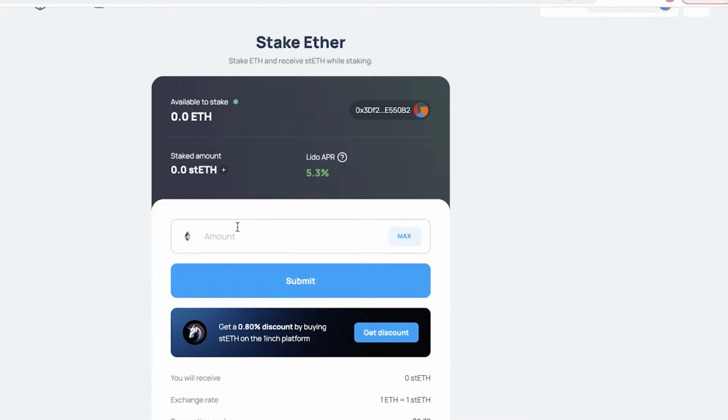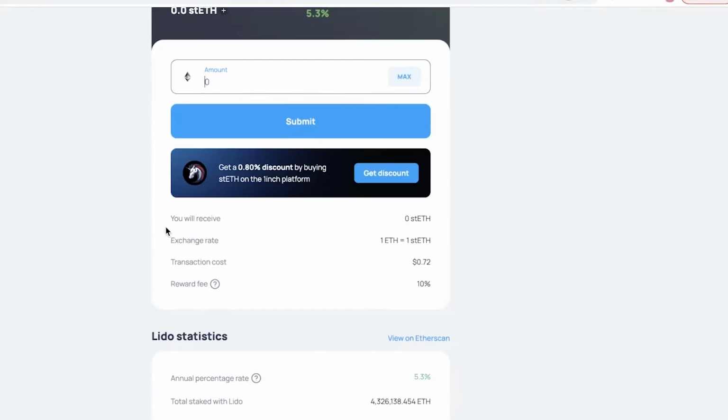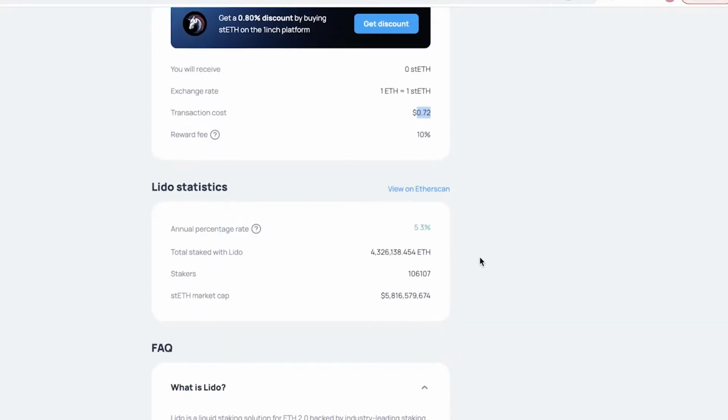And then you have the amount that you want to stake, and below that you have your exchange rate, you have transactional costs, so you are going to be paying for gas fees, you could say, in one way, and these are very low on Lido. That is one of the benefits of using Lido.